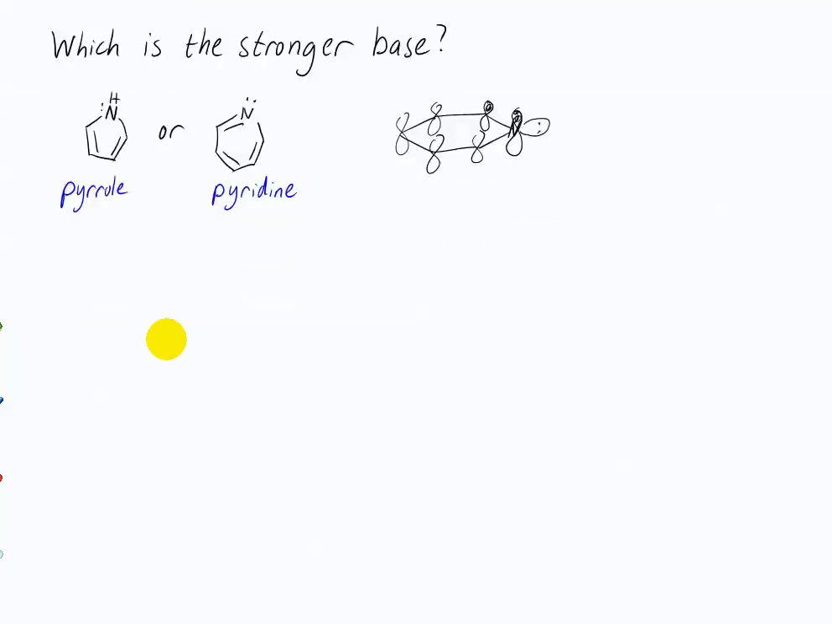All right, well, that doesn't change your answer. Let's look at the conjugate acids. We protonate both of these. Here is protonated pyrrole, right? And here is protonated pyridine. So looking at those two conjugate acids, is one of them clearly more stable than the other?